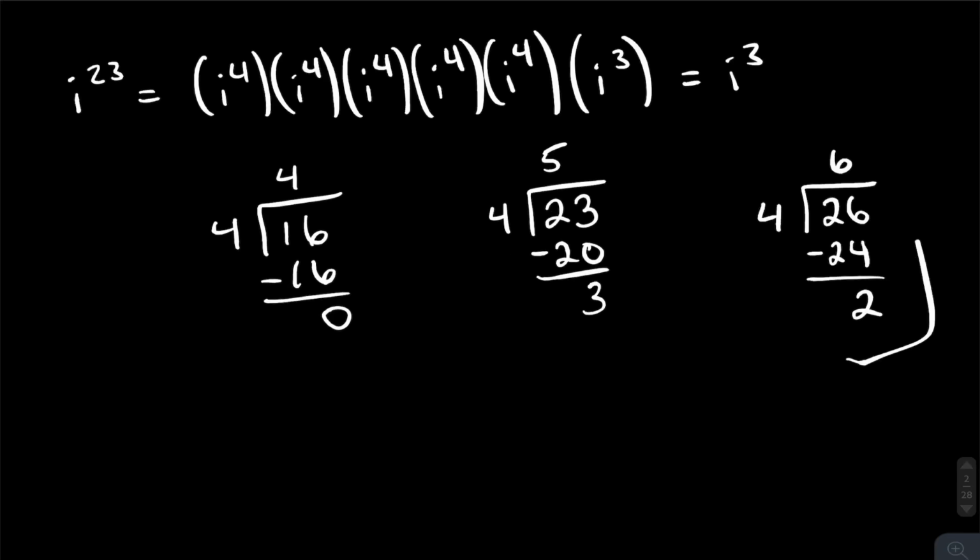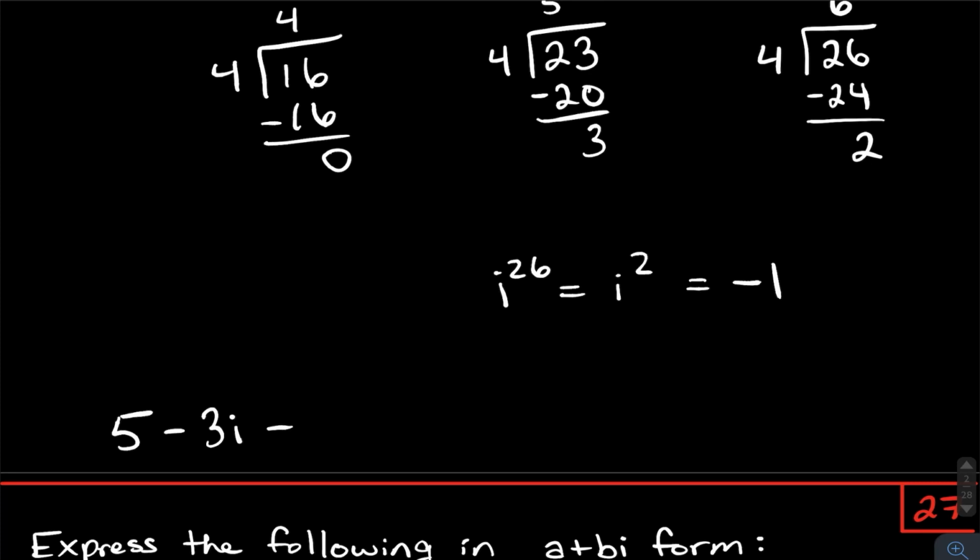Just as a quick review, what this has shown us is that i to the 26th is equal to i squared, for this reason. And i squared is negative 1. So we have a minus 1. Simplifying this, we can combine like terms here. 5 minus 1 is 4, and you get 4 minus 3i.